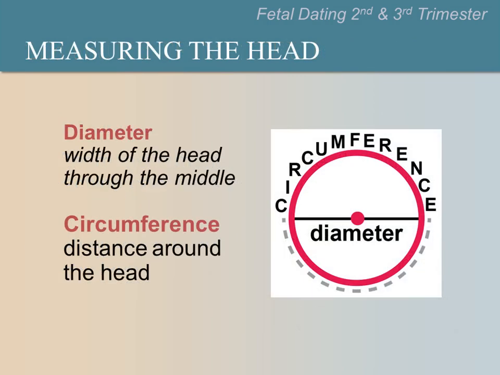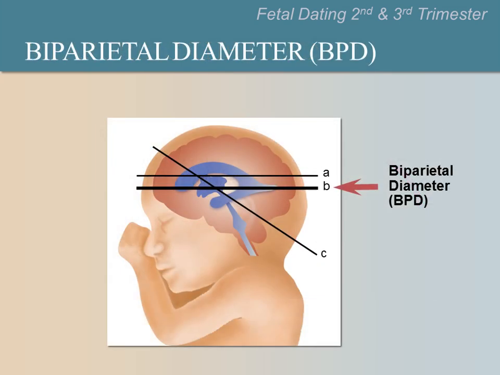We will start with measuring the head. We will learn 2 ways to do this, by taking the biparietal diameter and the circumference. Diameter is the width of the head through the middle. Circumference is the measurement around the outside of the head. Remember that we talked about the brain at different levels in the anatomy lecture. The biparietal diameter, or BPD, is in the middle of the brain at level B.